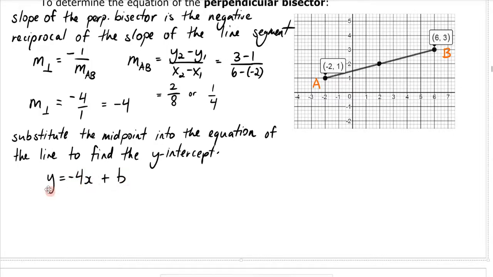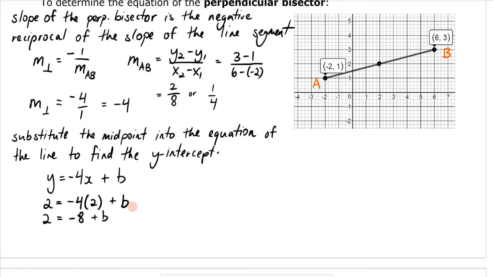So we need to know a point that is on this line, and we know one of the points will be this midpoint right here, (2, 2). So if I substitute that coordinate, I can solve for the y-intercept. So here we go. Now b is the only thing we need to solve for. So 2 equals negative 4 times 2 plus b. That's going to be 2 equals negative 8 plus b. If I add 8 to both sides, I would have 2 plus 8 equals b. Therefore, b equals 10. And now I have the equation of the line: y equals negative 4x plus 10.